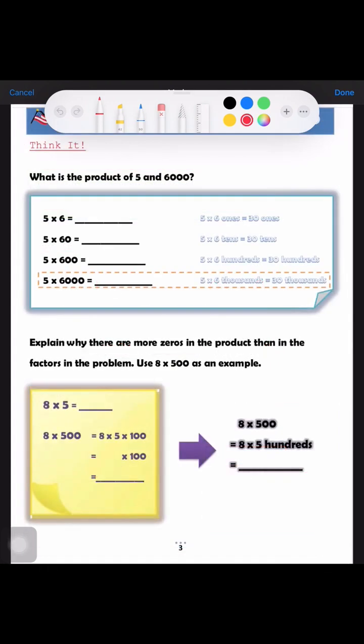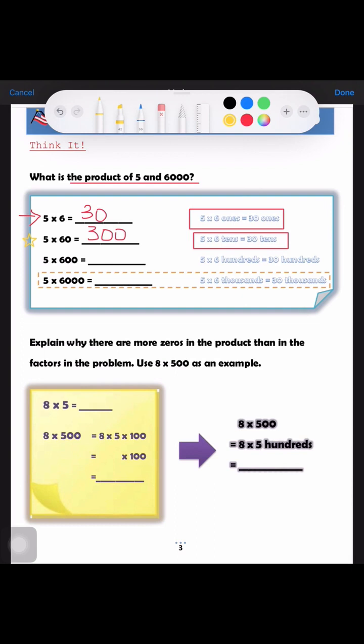Okay, now we move on to page 3 and we try to find the product of 5 and 6000. Before we find the product, we need to find the basic fact. The basic fact is 5 times 6. 5 times 6 equals to 5 times 6 ones, which is 30 ones. And next, we try to find 5 times 60. 5 times 60, that means 5 times 6 tens. 5 times 6 tens equals to 30 tens, so it equals to 300.